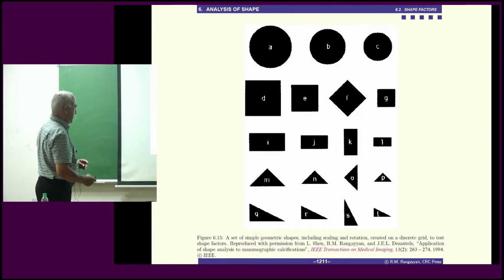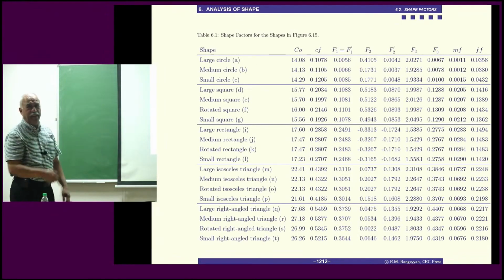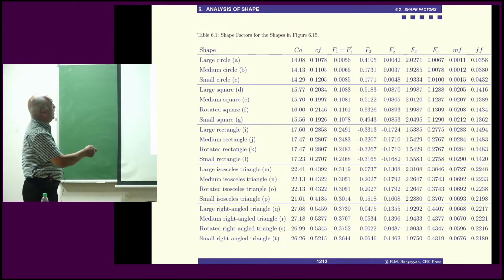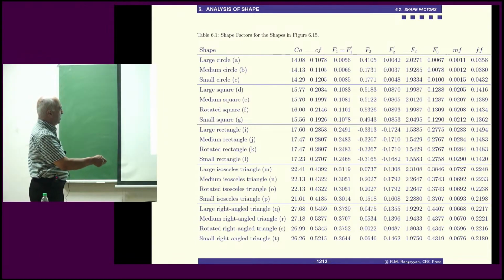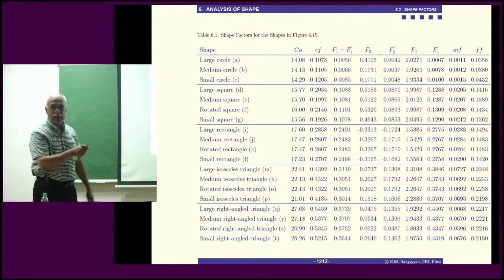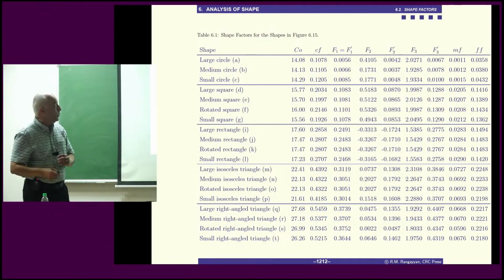No, this is digitally generated, but different circles, only the radius is changing; the squares, the side is changing, and rotation; rectangles, different aspect ratio and orientation; different types of triangles. And we computed a whole bunch of shape factors and showed how all the circles have 14 point something, all the squares have 15 point something, close to 16. All the rectangles have 17 point something. The isosceles triangles have 22, and the right angle triangles have about 27, plus or minus a little bit. And a few other factors that we will see later on.